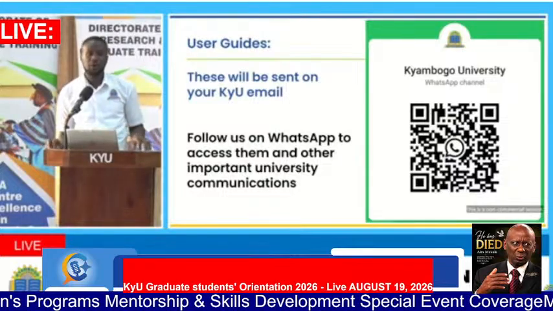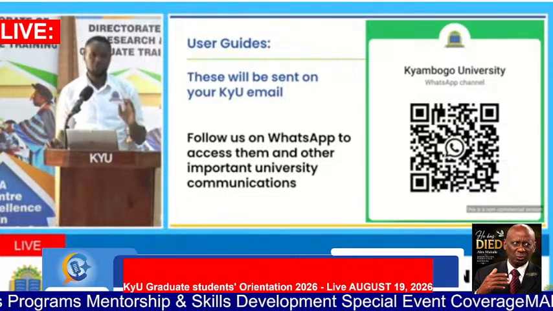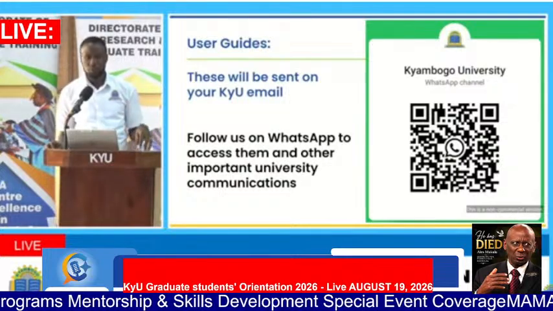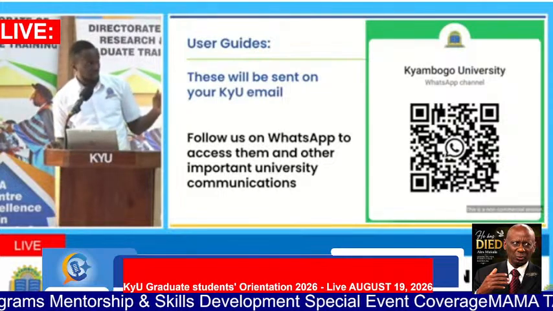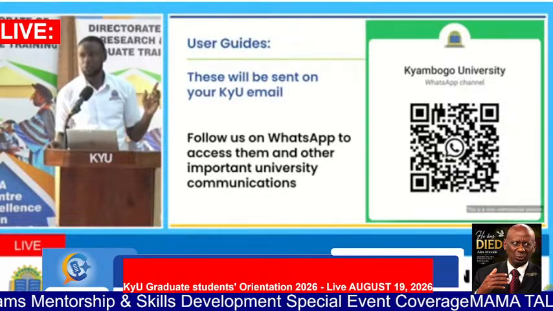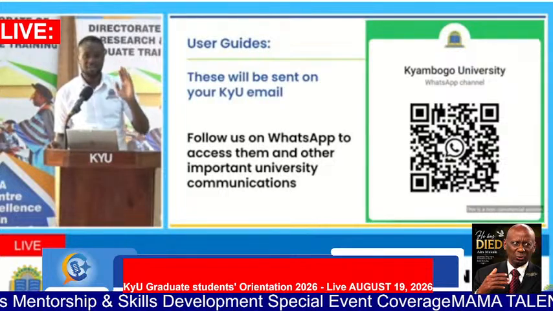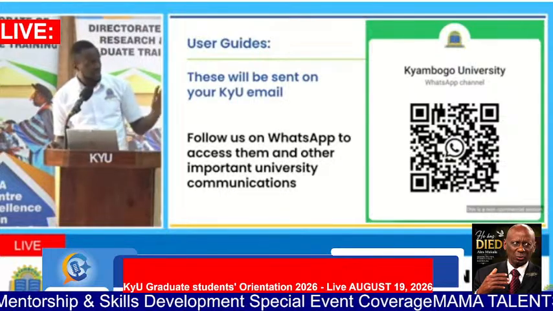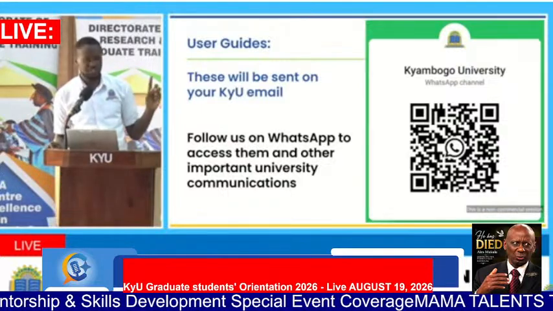I also like to refer you to our channel. There's a WhatsApp channel. Most of us, I'm sure, are on WhatsApp, 98% or even 100. Please go to WhatsApp. There is a section for channels. Or you can scan right now that code that is on the screen. If you have your phone, you can scan that. It will directly take you to our WhatsApp channel. And this WhatsApp channel has a lot of information about Kyambogo University. Please refer to our official university WhatsApp channel, which is registered.